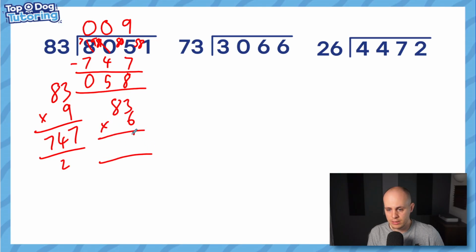83 times 6. 3 times 6 is 18. 8 times 6 is 48 plus 1. Okay, 498. That was 6 lots. Do I reckon I could get another 83 out of this to get to 581? Well, yeah, definitely. In fact, I think I can get one more lot of 83 out of that. In fact, I'm certain if I added 83 to this, I will get 581.